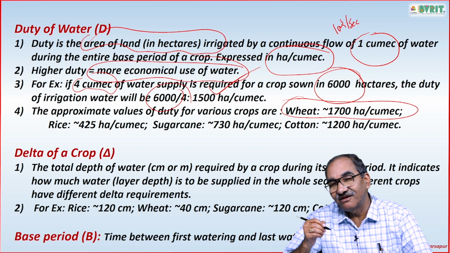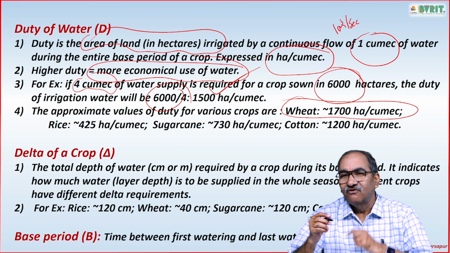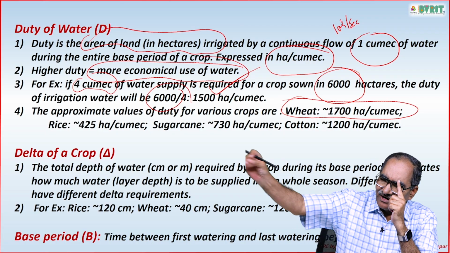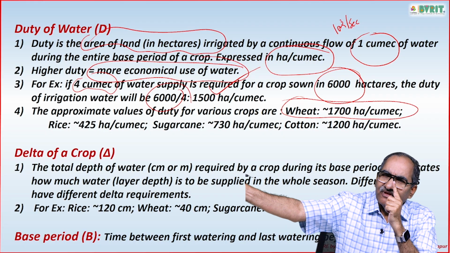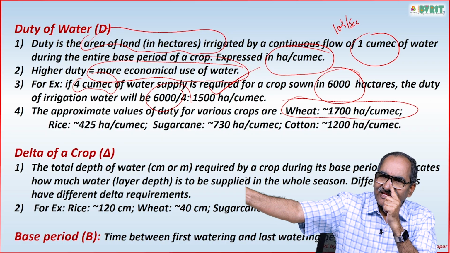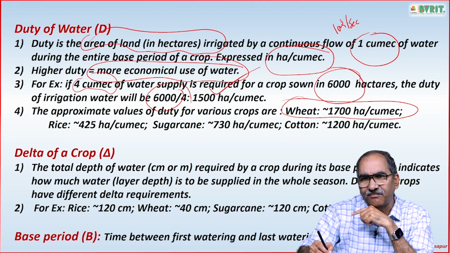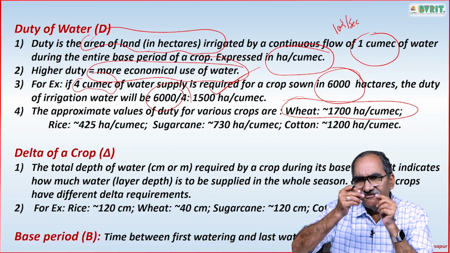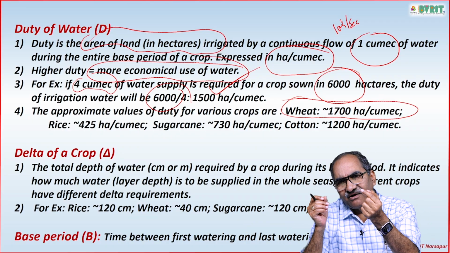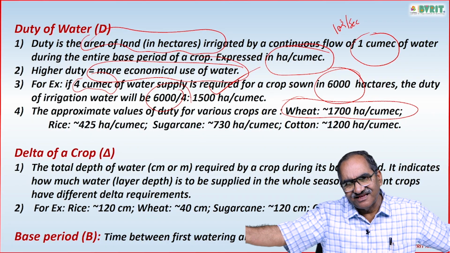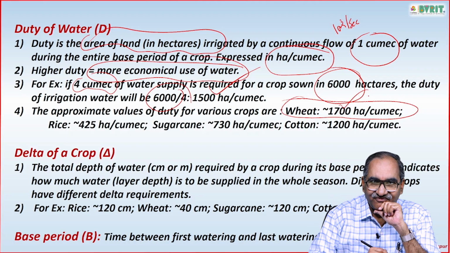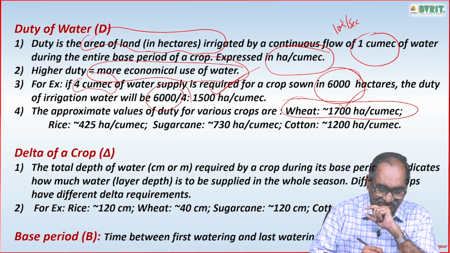But what is the meaning of it? I can precisely tell you. 1 cubic of water, 1 meter cube per second for a period of, for example, 120 days or 90 days, depending upon the type of the crop. That is what we call base period. If you supply 1 cubic of water for so many days, then naturally this much area you can irrigate for the wheat production.